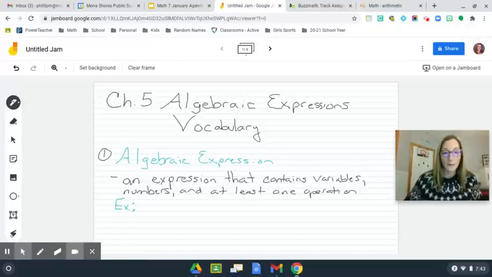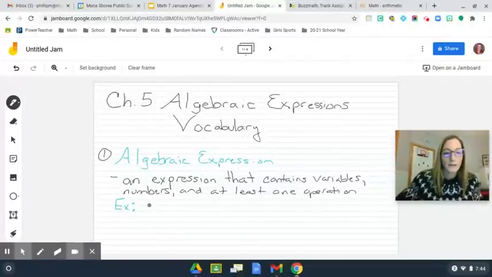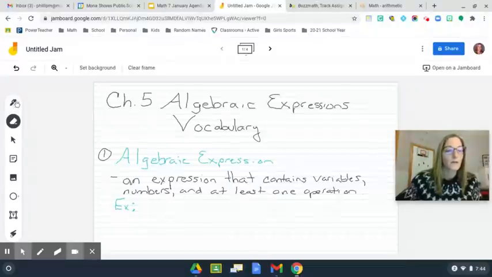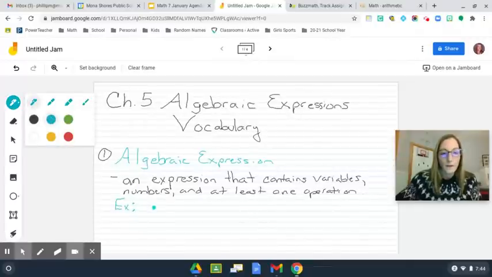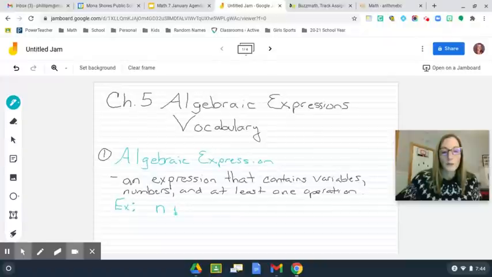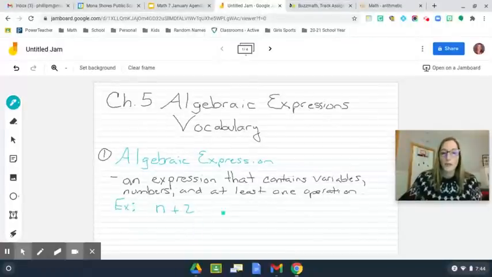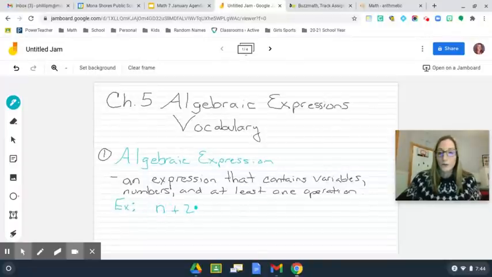Okay, some examples of an algebraic expression. If I have something like n plus 2, that's considered an algebraic expression. It contains a variable, and we're going to talk about variables in just a minute. There's the n, the variable. It contains a number, 2, and it has at least one operation: an addition sign in between. Variable, addition sign, number: algebraic expression.